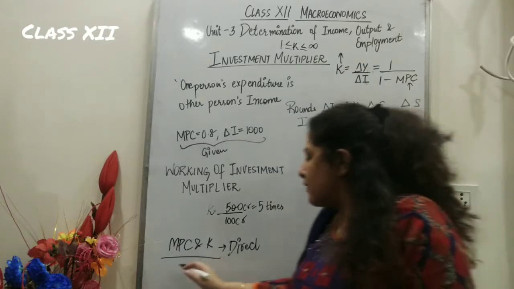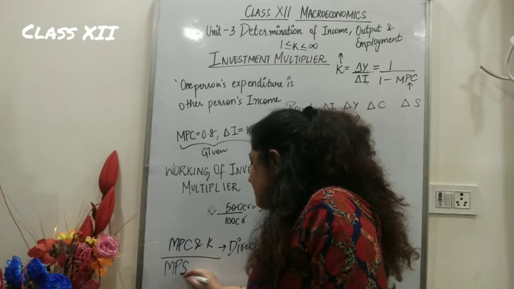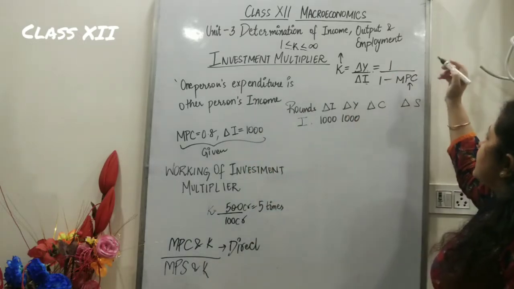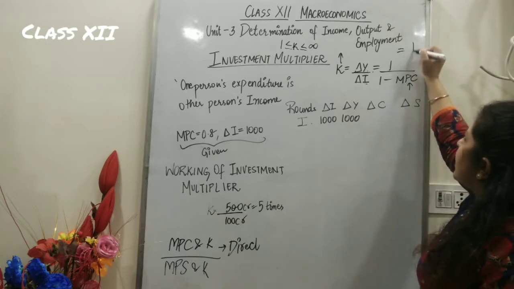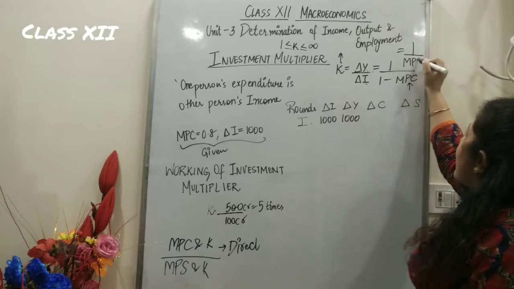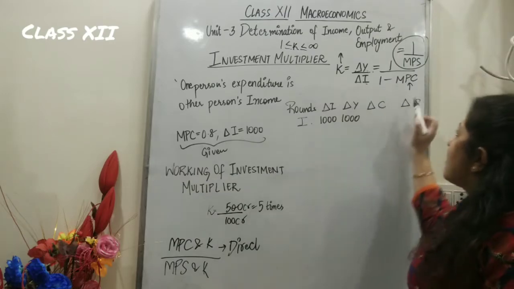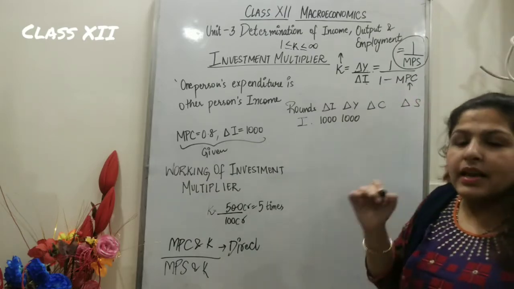So how is the relation between MPS and the multiplier? MPS से कैसा relation होगा multiplier का? Just think, if this is 1 upon 1 minus MPC, I can give one more formula, 1 upon MPS, as the formula of multiplier. Why so? Because 1 minus MPC is nothing but MPS.